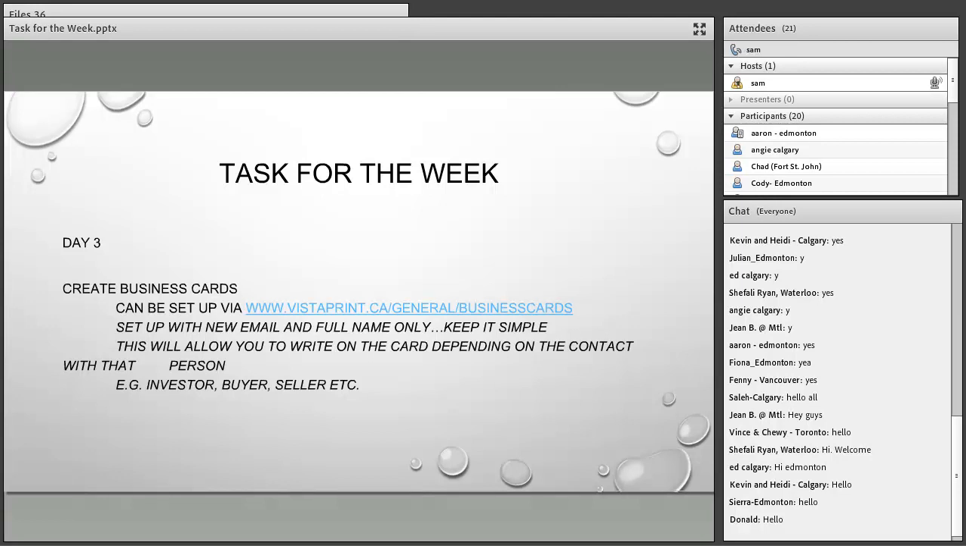Just again, keeping it simple. When you're in contact with someone, it's real simple. Flip the card over. If you want to put the number on or on the front of the card, you can put the number that you've created if you feel that it's appropriate for that kind of communication at that time. And you can also identify what the relationship was, investor, buyer, seller, etc.